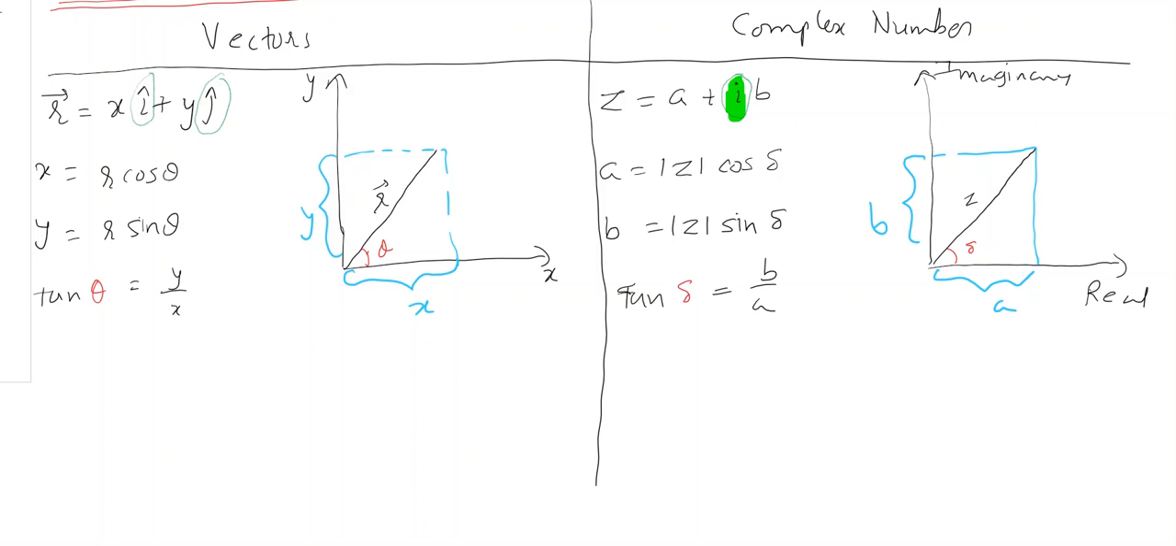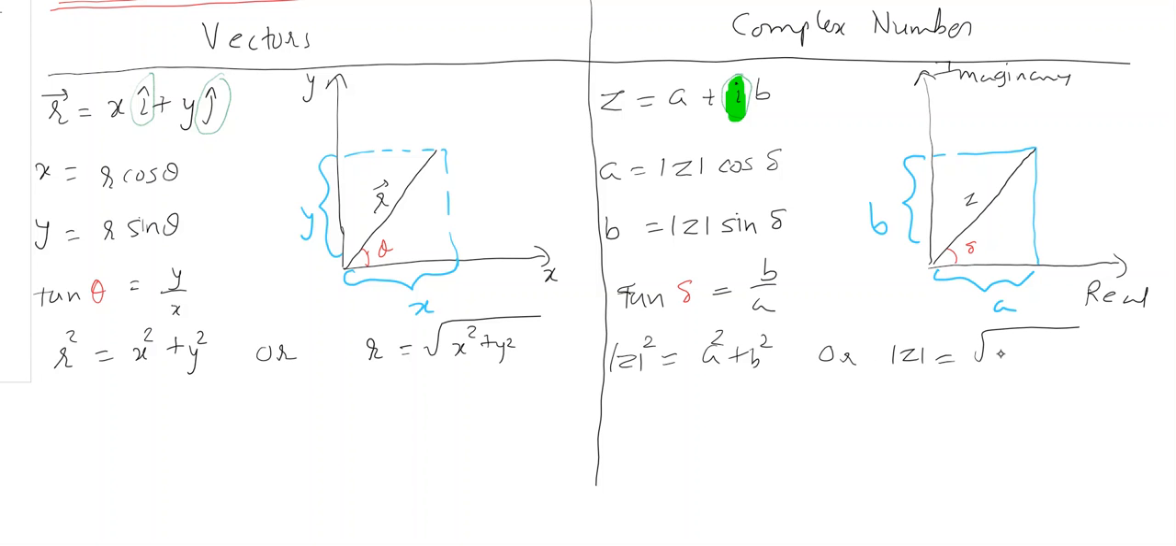So see how many similarities we have. You can write r square as x square plus y square, or r as under root of x square plus y square. Similarly, the square of the magnitude of a complex number can be written as a square plus b square, or else you can write mod z as under root of a square plus b square. So all these are similarities.